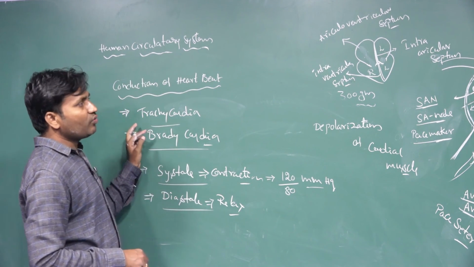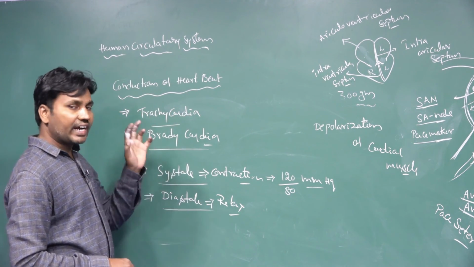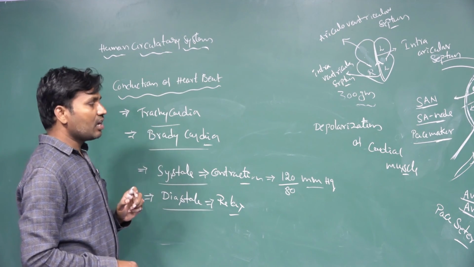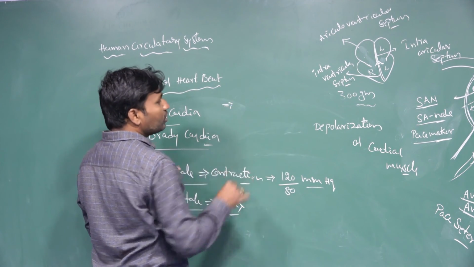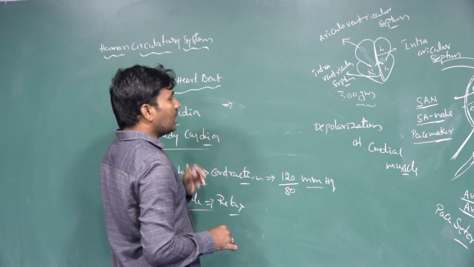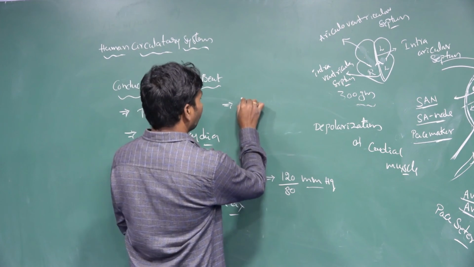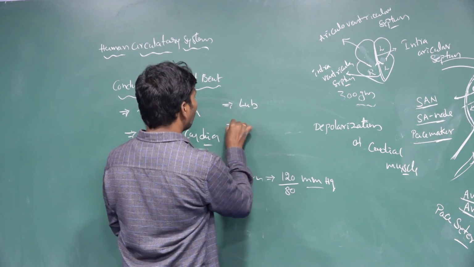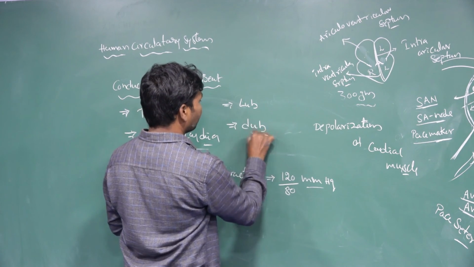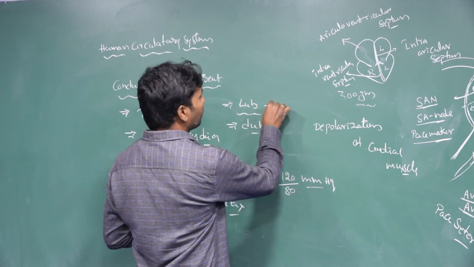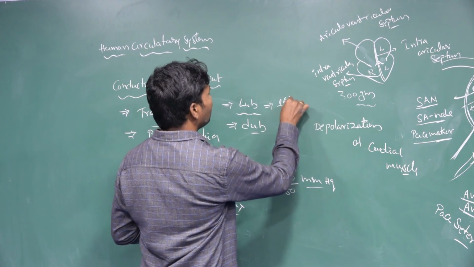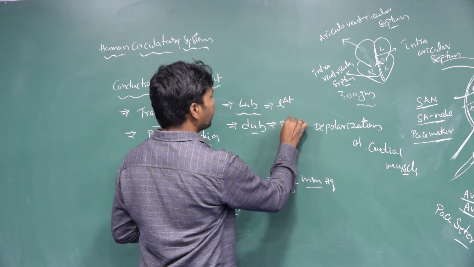We recognize or identify the heartbeat by hearing it using a stethoscope. When we use the stethoscope, two sounds are produced. One is the lub sound and the other is the dub sound. When the lub sound is produced, this is called the first sound, and the other is called the second sound.